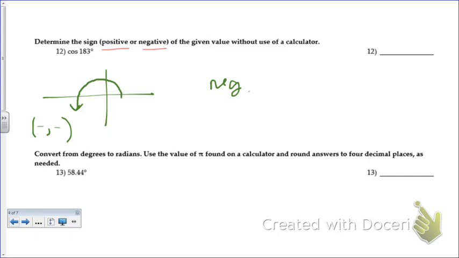Number 13, to convert from degrees to radians. We did this before. We're going to take and multiply by pi over 180 to get that result, which if you use your calculator, you're going to get 1.020.